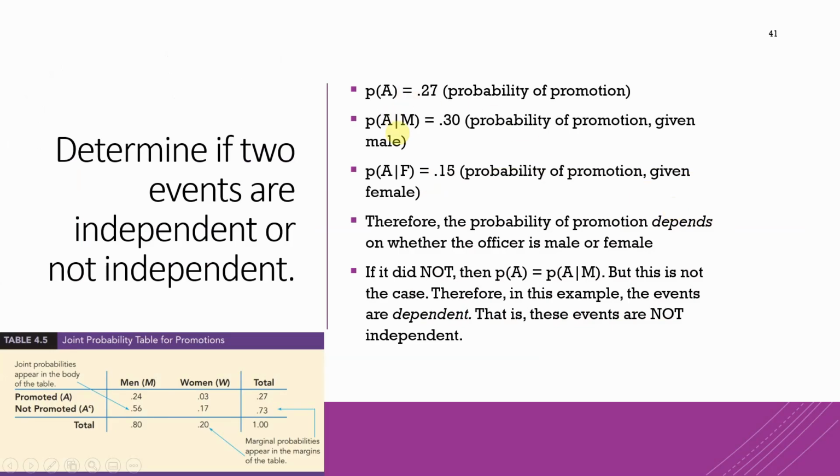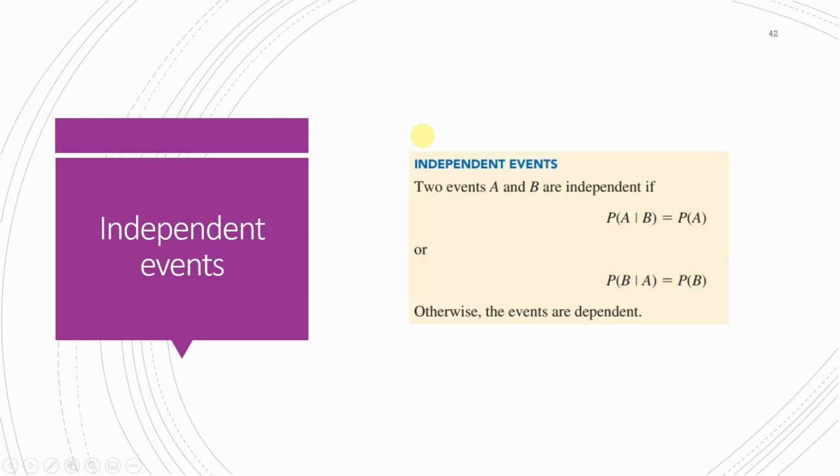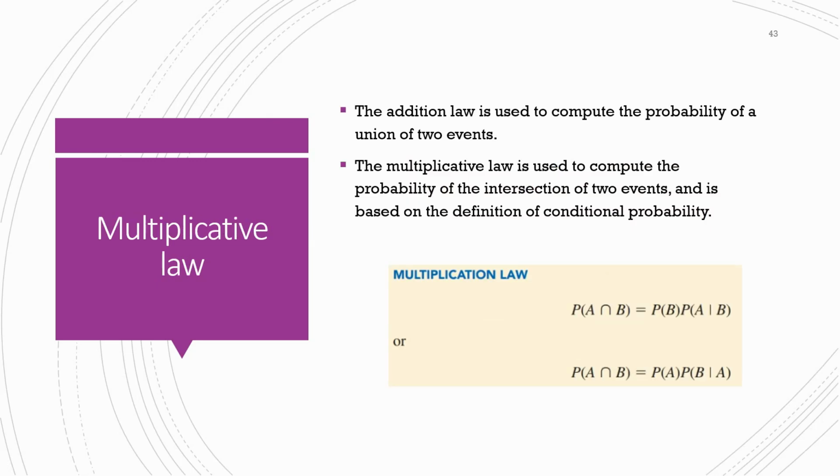We found that these two quantities, the probability of A and the probability of A given M, were not the same. What happens when they are the same? They're independent. But they weren't the same, so therefore they are not independent. I hope that's making sense. If not, stop the video and rewatch it. Just make sure that you understand the difference between those because it affects what we're going to talk about next, the multiplication law, or the multiplicative law.